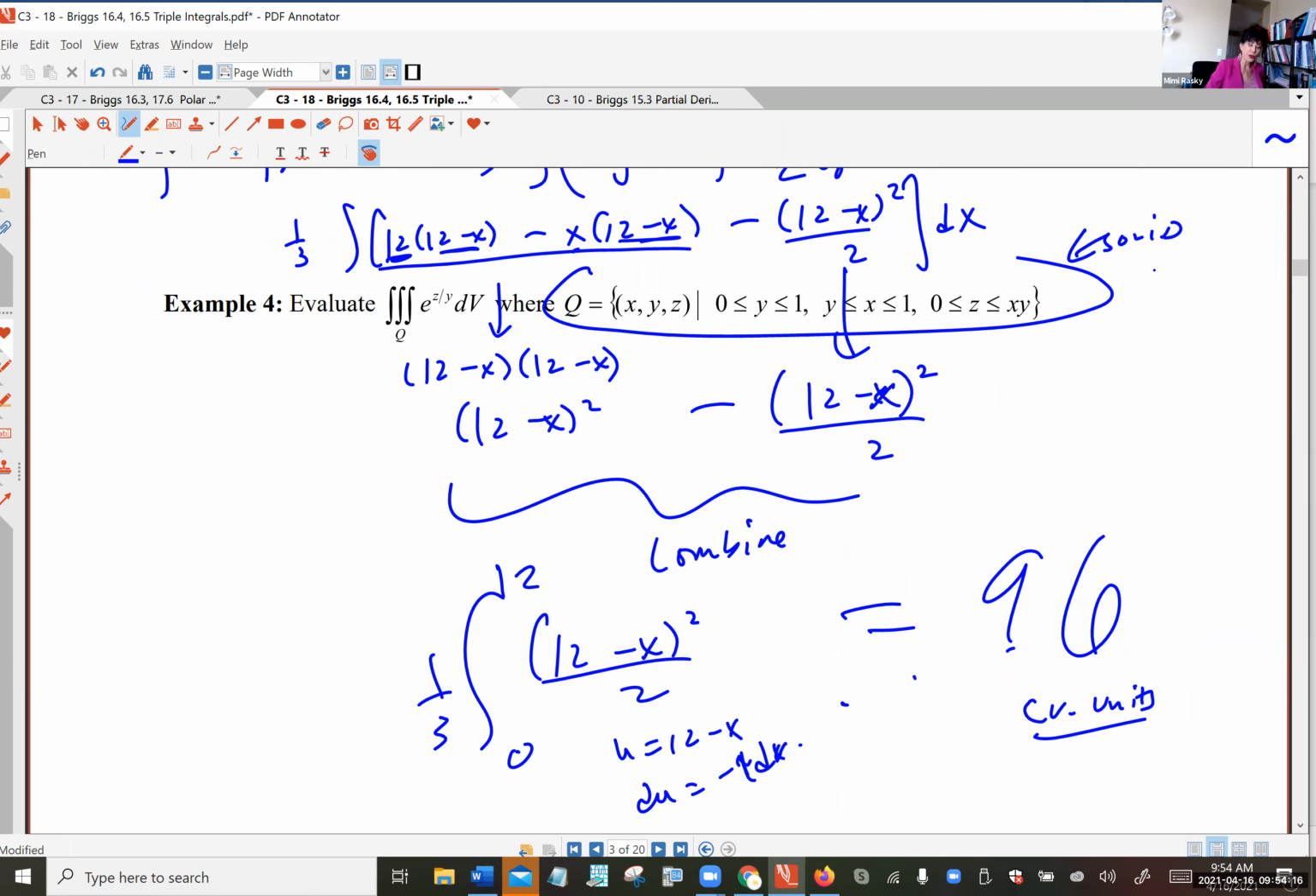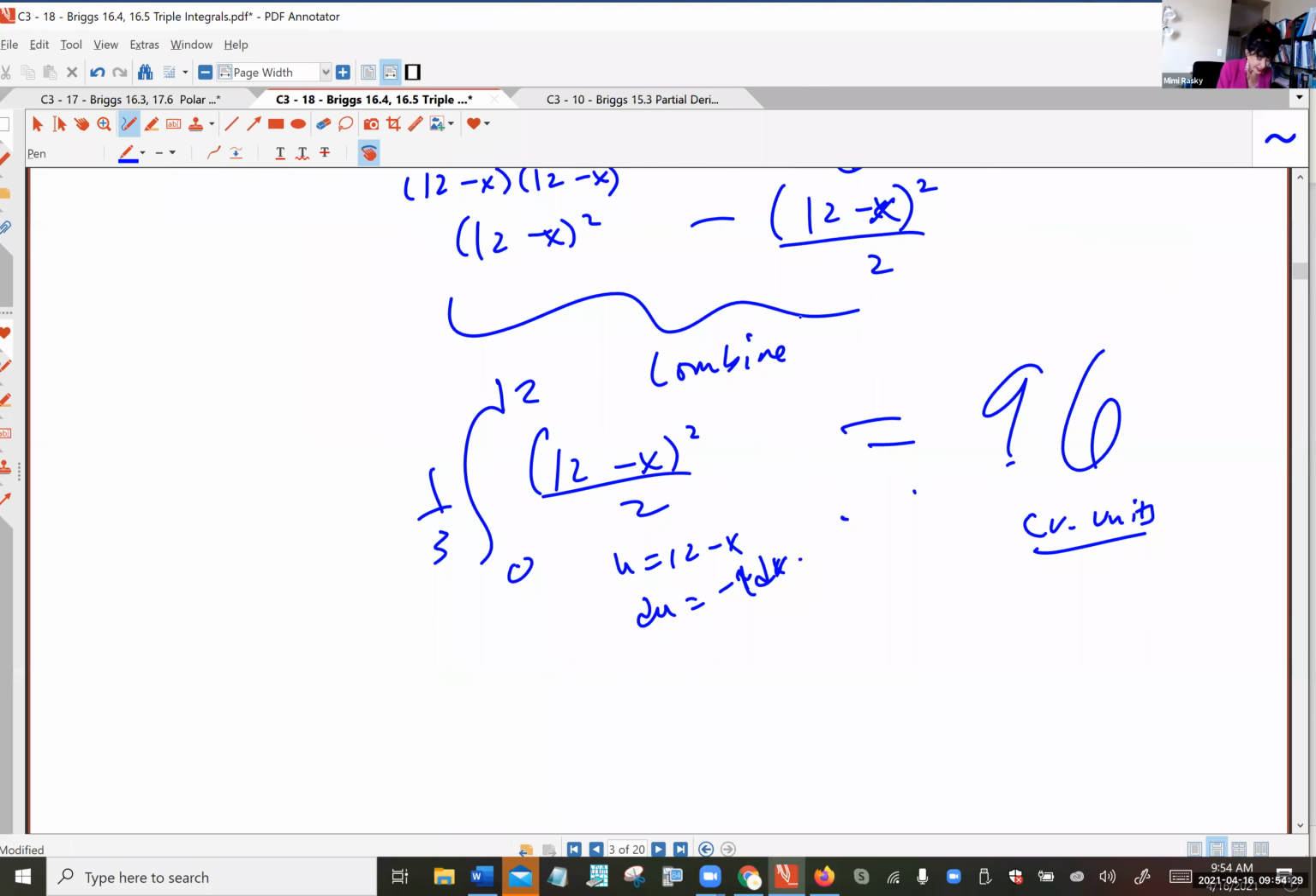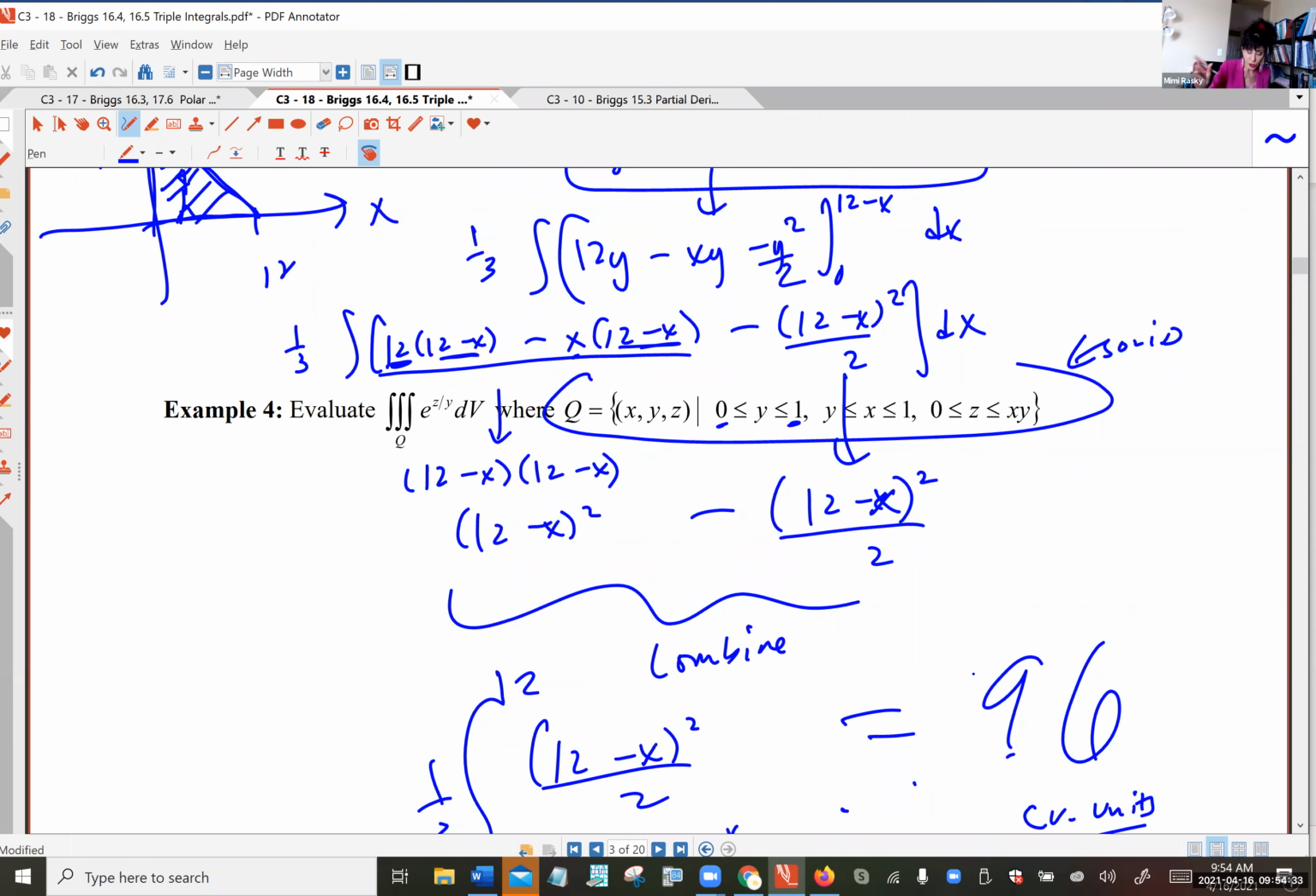When they give you set notation to represent your region of integration, in this case a solid, it's a blessing. It means you don't have to figure out too much because the variable that they're giving you as pure numbers is the outermost integral. So the outermost integral is going to be with respect to y. You don't have a choice there.